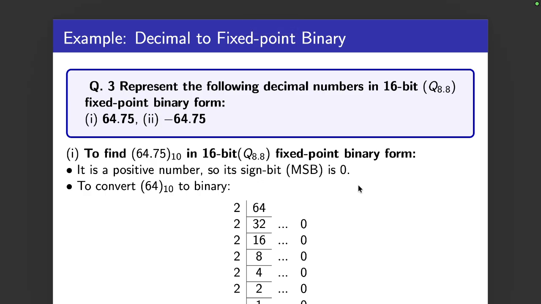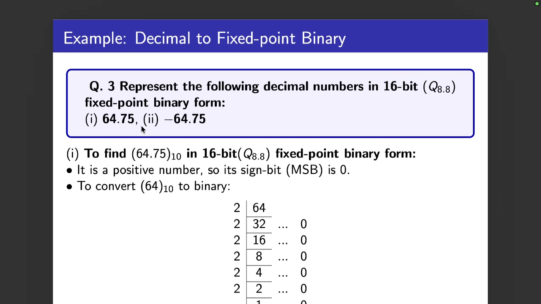Next, represent the following decimal numbers, 64.75 and minus 64.75, in 16-bit Q8.8 fixed point binary form. We want to convert this decimal number to fixed point binary form. Obviously, 64.75 is a positive number, so the sign bit is 0.